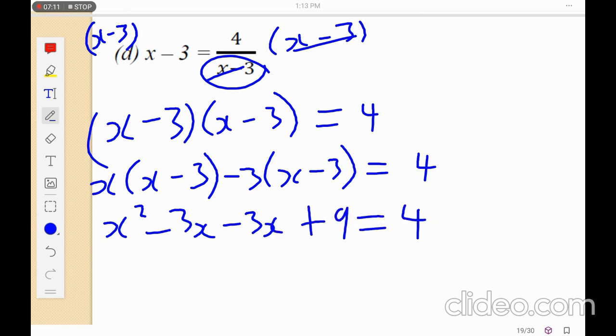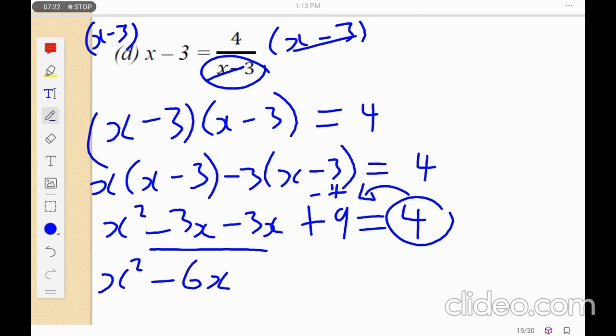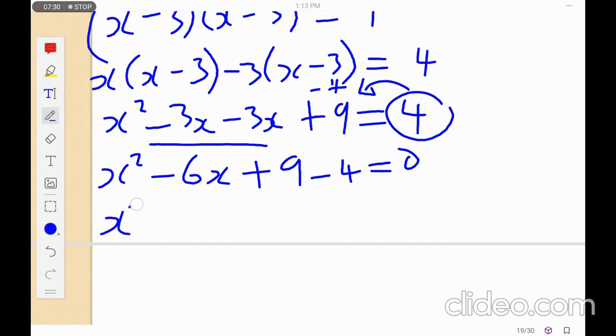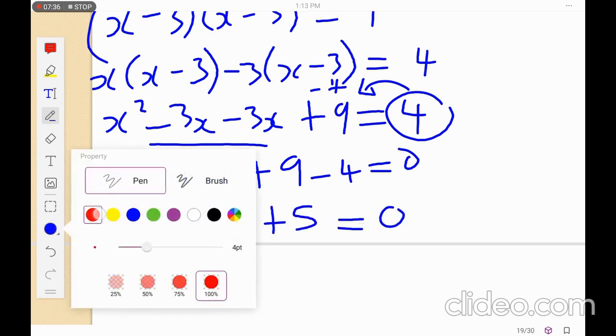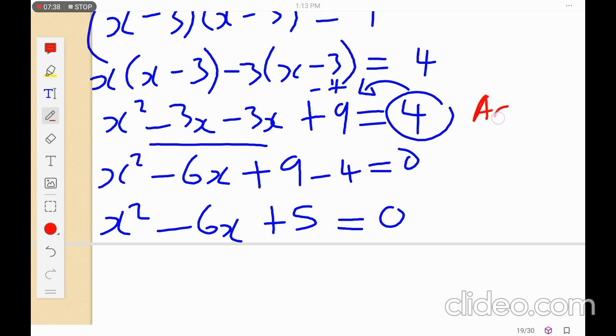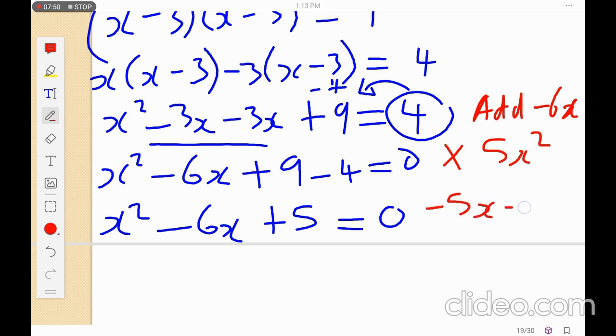Okay, this part I can solve there, and I can also take my 4 this side, and it becomes minus 4. So we have x squared minus 6x plus 9 minus 4 is equal to 0. So this will be x squared minus 6x plus 5 is equal to 0. So I want to find numbers that when I add, I'll get minus 6, and when I multiply, I get 5. These numbers are minus 5 and minus 1.